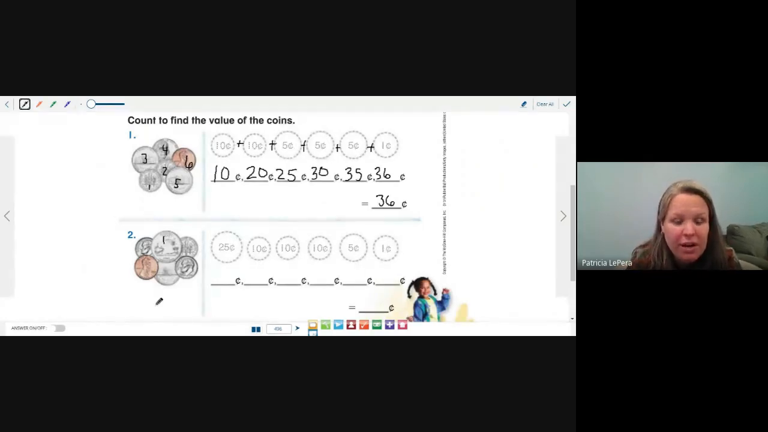So I'm going to put a number 1 next to the quarter. Then the next highest value are the dimes. So I'm going to put a number 2 next to this dime, a number 3, and a number 4, because those will be the second, third, and fourth coin that we'll add. Then I will add the nickel.